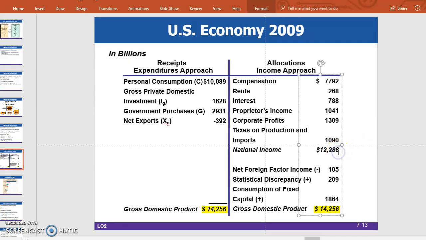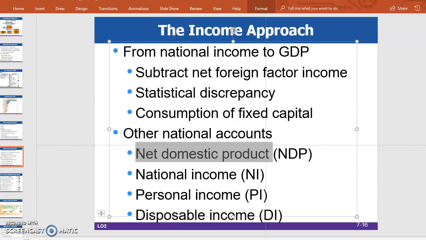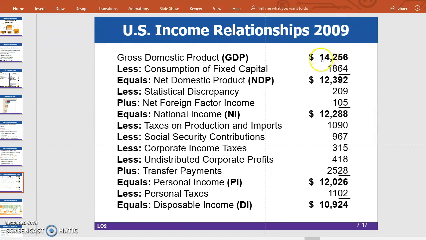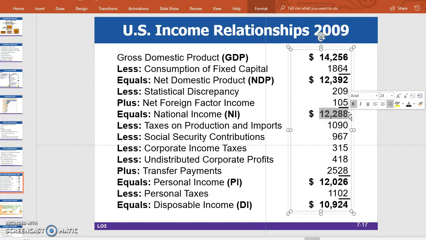Okay, now back to this slide. We already now know how I got this item, national income. The next thing we want to do is go from national income to what? NDP, net domestic product. How are we going to go? We will adjust from here in this slide. This is the GDP, and we subtract consumption of fixed capital. This is depreciation, and then we get NDP, net domestic product, right? And then we make two more adjustments. One is statistical discrepancy 209, and then net foreign factor income 105, and this gives national income, 12,288, right?